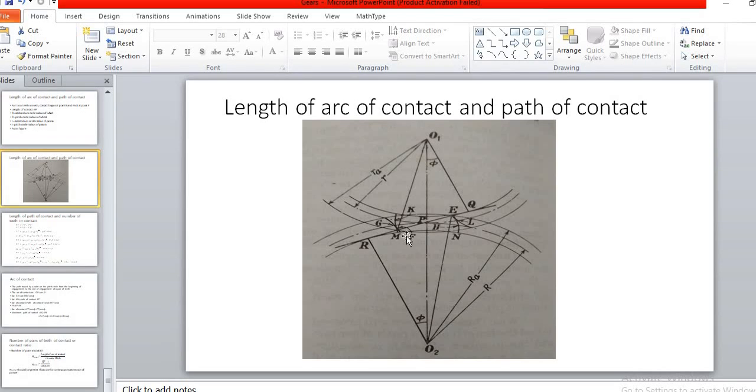Similarly, on the pinion pitch circle also, the path of contact is K to L. On the pitch circle of the wheel or gear, the path of contact is GH. Now this GH and KL are the same, and this is the arc of contact. We can find this arc GH: arc GH is arc MN divided by cos phi.